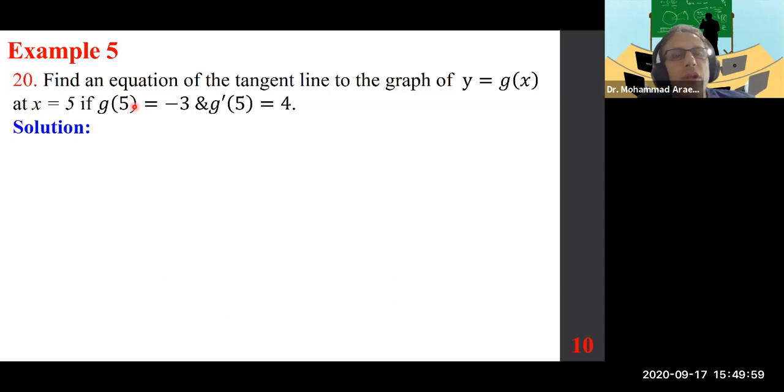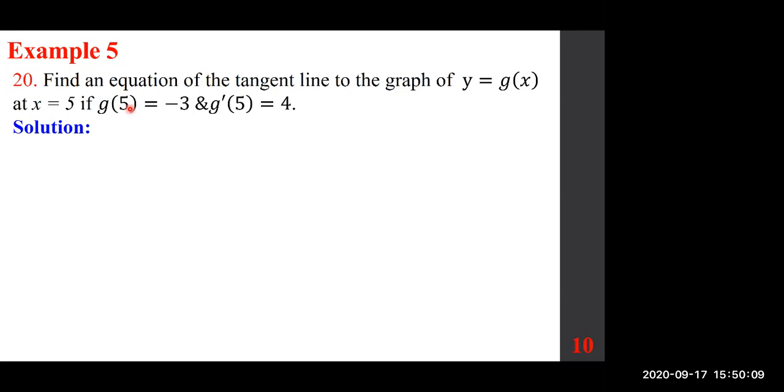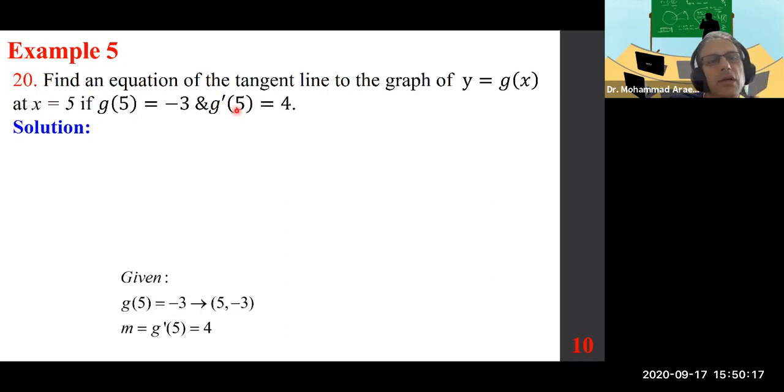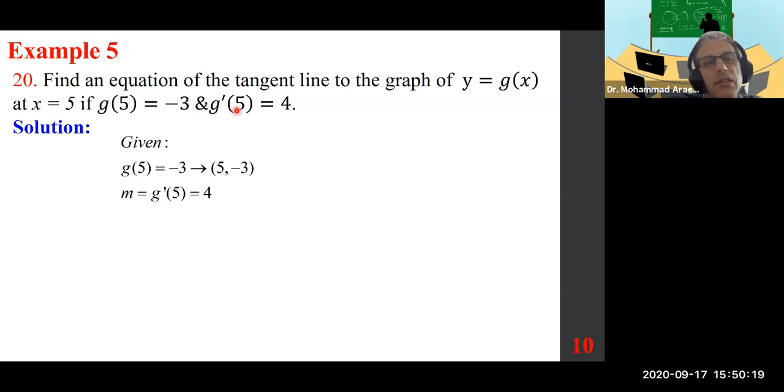Is the slope given? We need the slope of a line. Is the slope given? No. Yes. Yes. g prime of 5. And that's the idea, understanding what's given. g of 5 equals negative 3, that means the pair is given. g prime of 5, that's m, the slope is given. We are practically done. I assume you can finish it.